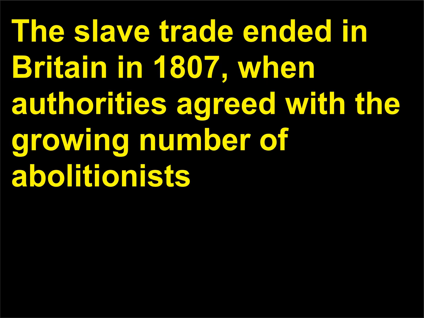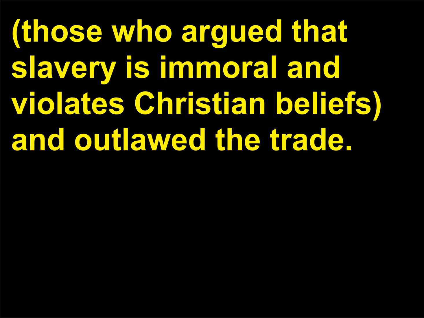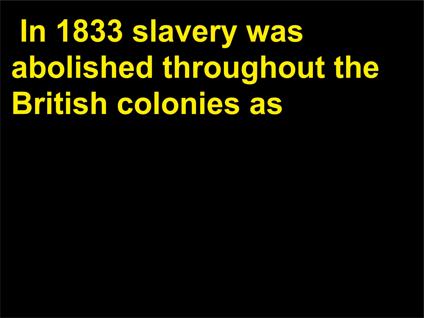When was slavery outlawed in Europe? The slave trade ended in Britain in 1807, when authorities agreed with the growing number of abolitionists, those who argued that slavery is immoral and violates Christian beliefs, and outlawed the trade. In 1833 slavery was abolished throughout the British colonies as the culmination of the great anti-slavery movement in Great Britain.